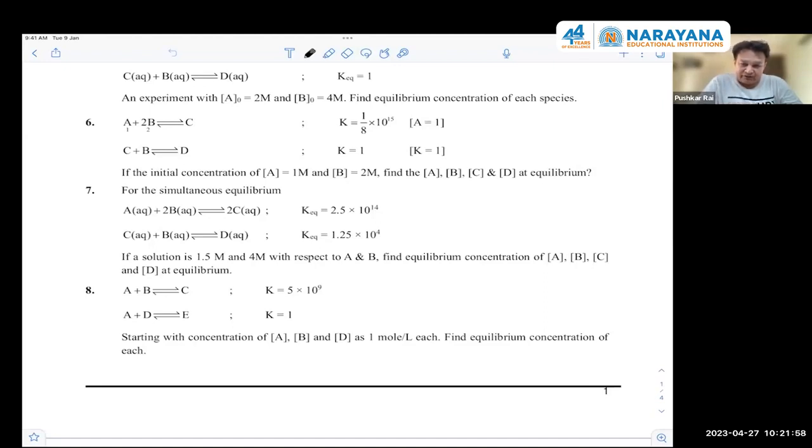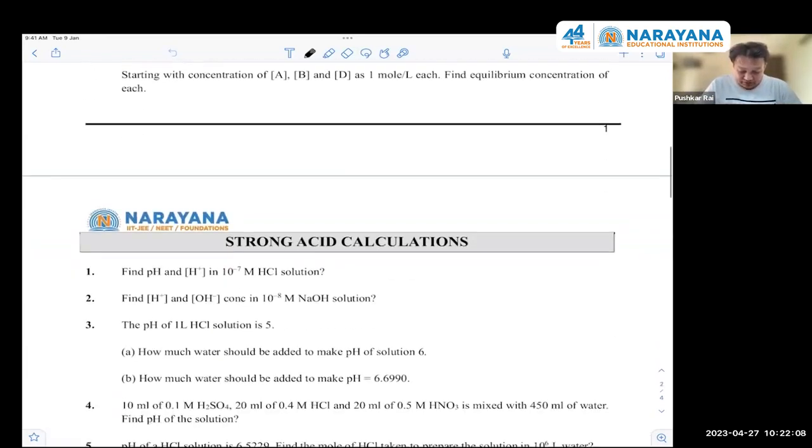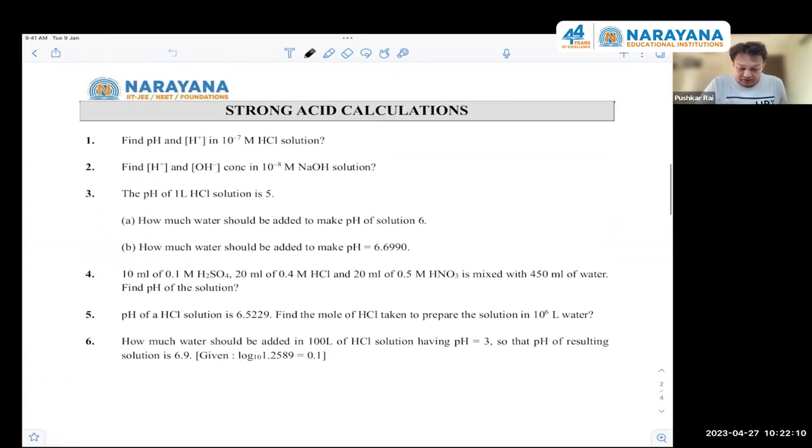Every time I'm making whatever problem, a 2-line solution is there. But if you don't get it, the solution can go 5 pages. Okay, so that is the idea. So you can focus on this. I can give you this. See, all these questions are there. Strong acid calculations are there. I'm still making it in all these questions. The calculation part is very simple.